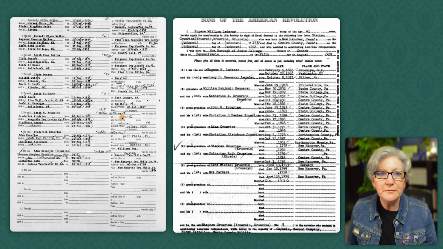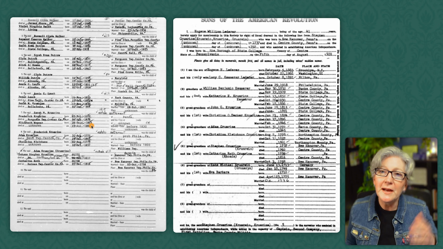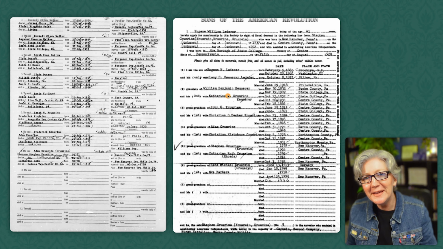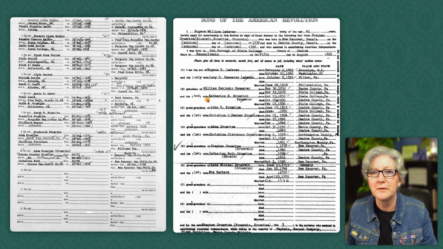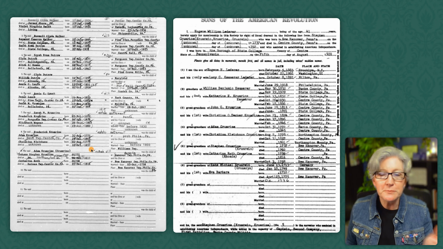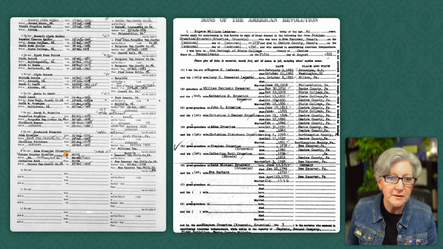This is the situation with my ancestor, Stephen Crumrine. So he was, as I said, a captain in the Berks County militia. And on the left is his descendants' DAR application file, and on the right is the SAR file, the Sons of the American Revolution file. I just wanted to point out the discrepancy here, which again, I did not see until I gave these files to Claude to analyze.